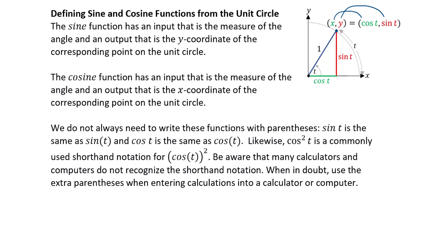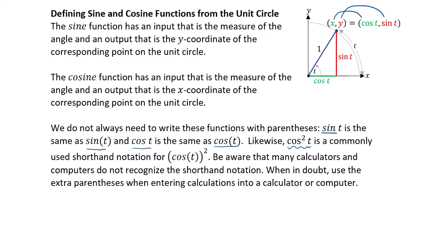We do not always need to write these functions with parentheses. Sine t is the same as sine of parentheses t, and cosine t is the same as cosine of parentheses t. Likewise, cosine squared t is a commonly used shorthand notation for cosine of t, all squared. Be aware that many calculators and computers do not recognize the shorthand notation. When in doubt, use the extra parentheses when entering calculations into a calculator or a computer.